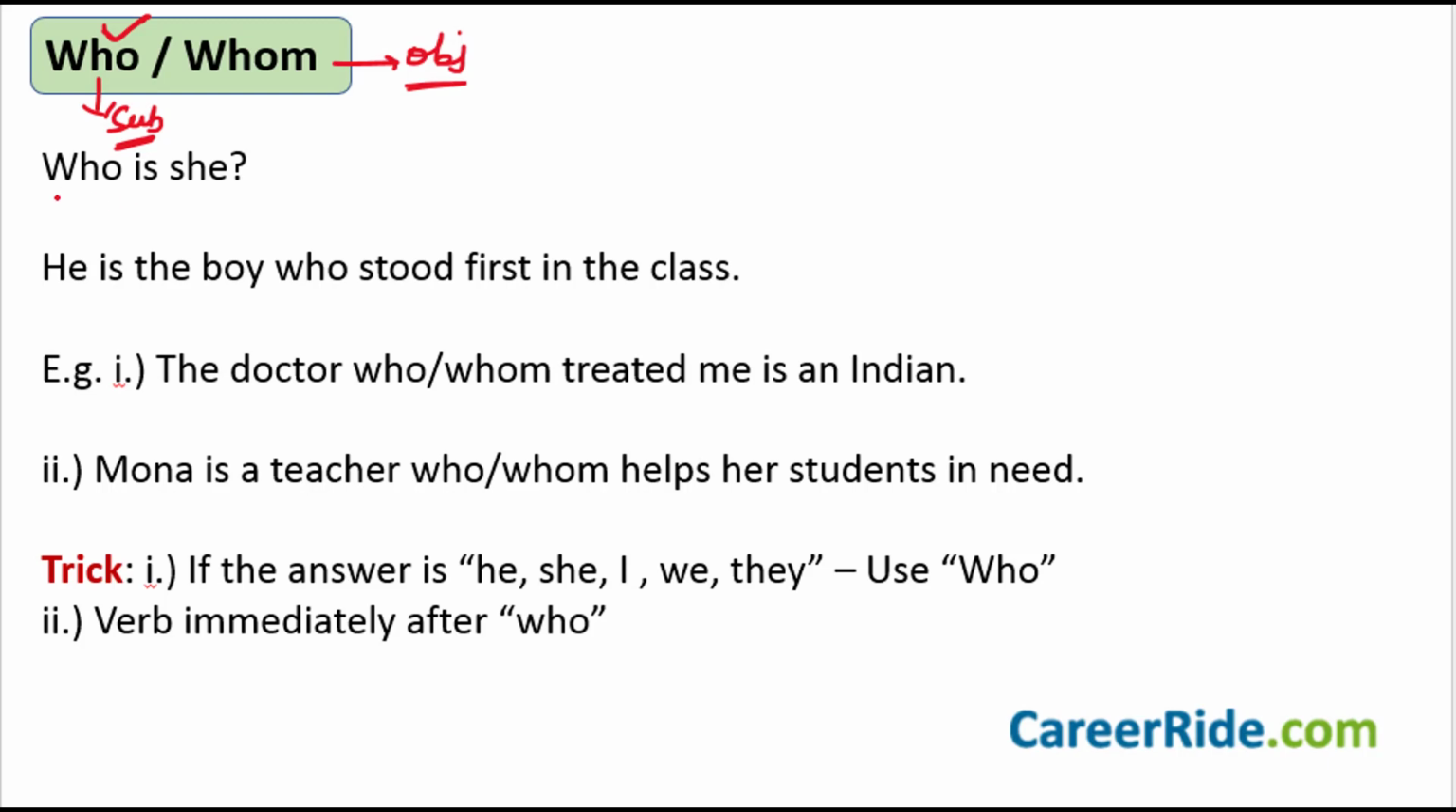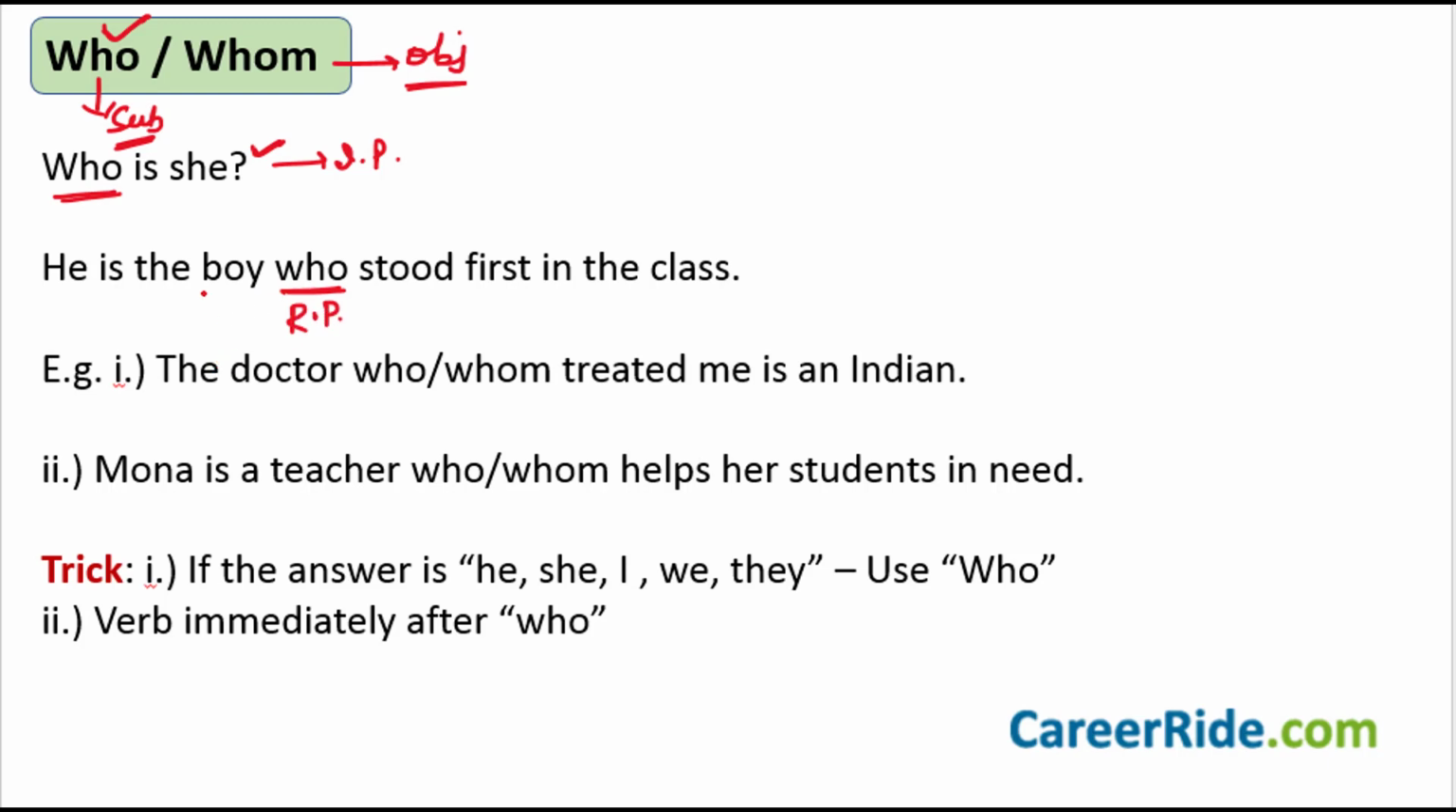How will I identify? Read this sentence. Who is she? Is this a question that I'm asking? Yes, this is a question. How do I know? There's a question mark at the end. So here it means it is working as an interrogative pronoun, right? Who is working as an interrogative pronoun here. But read the second sentence. He is the boy who stood first in the class. Is this a question? No. How do I know? There's no question mark at the end, right? So he is the boy who is working as a relative pronoun here.